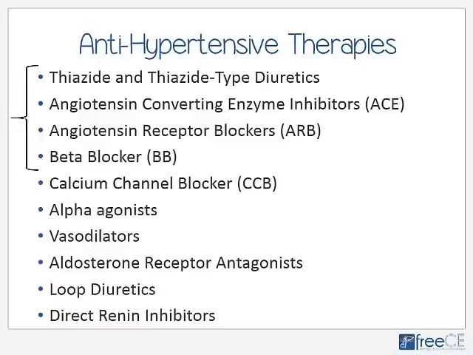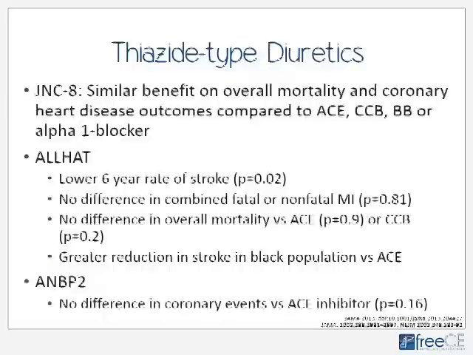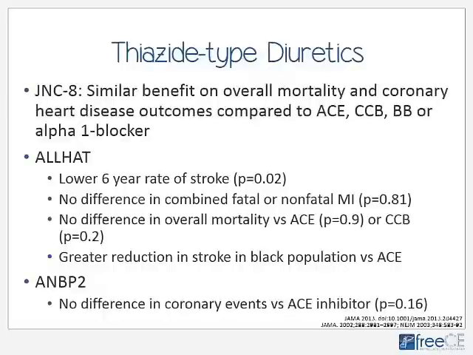This does not mean that the other agents do not have a role in therapy, just purely that we had to pare it down to the major recommendations and the major changes in these guidelines for time's sake. So starting with thiazide-type diuretics, JNC-8 says that there is a similar benefit on overall mortality and coronary heart disease outcomes with thiazide-type diuretics compared to ACE inhibitors, calcium channel blockers, beta blockers, or alpha-1 blockers.